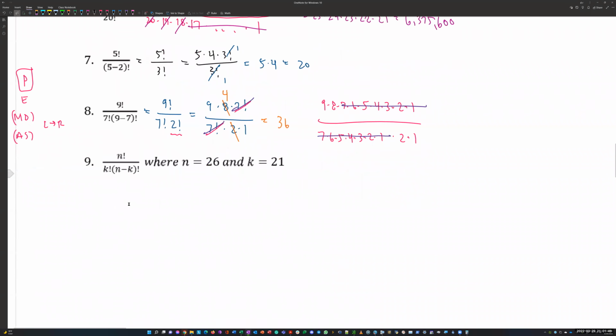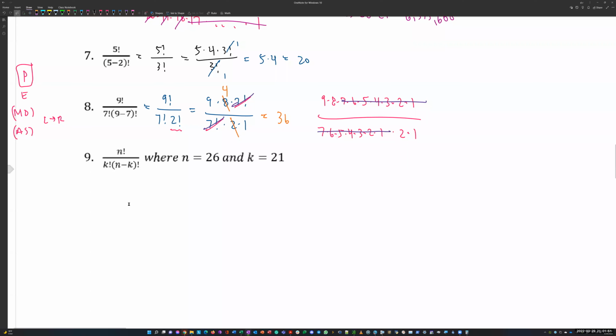All right, n factorial. So now this means 26 factorial. Why do they pick such big numbers? k is 21 factorial. What's n minus k factorial? What do I write over here? 26 minus 21 is 5.